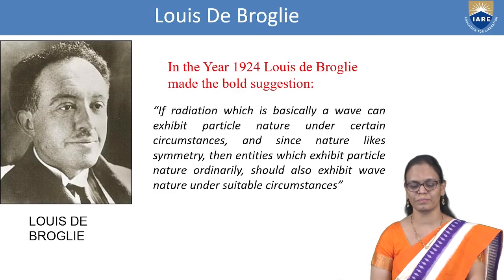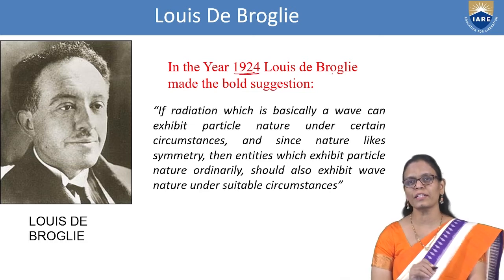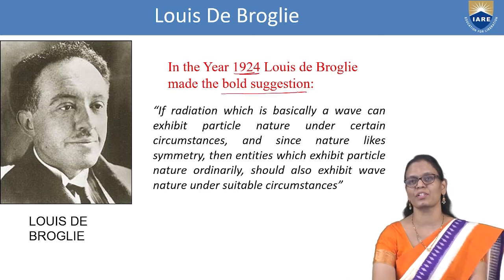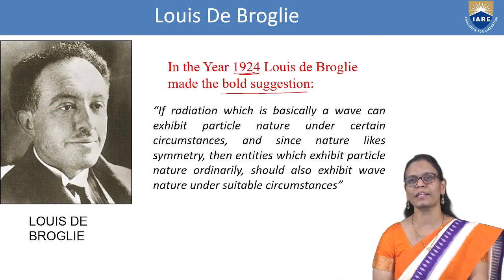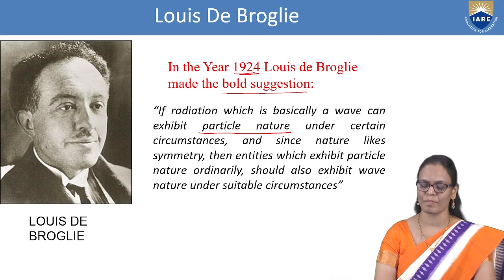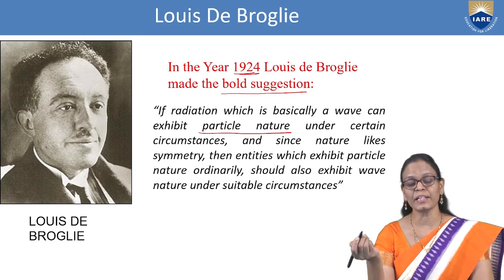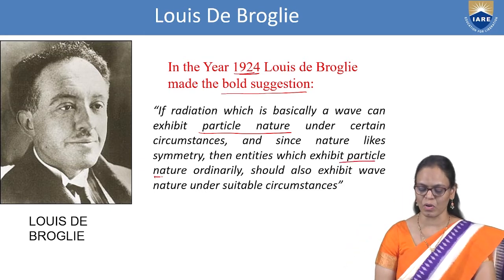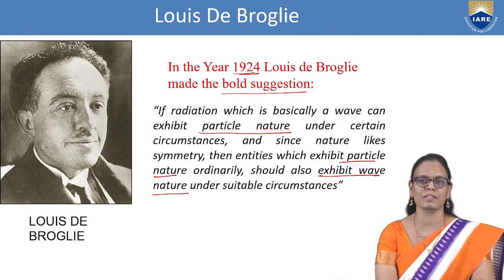So who is de-Broglie? In the year 1924, Louis de-Broglie made a very bold suggestion. What was his suggestion? If radiation, which is basically a wave, can exhibit particle nature under certain circumstances, and since nature likes symmetry, then entities which exhibit particle nature also should exhibit wave nature under certain suitable circumstances. This is the suggestion that was given by de-Broglie.